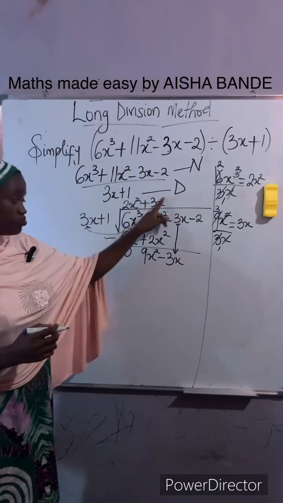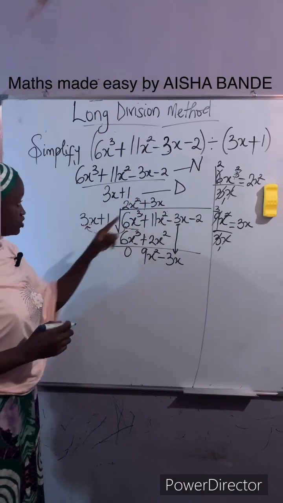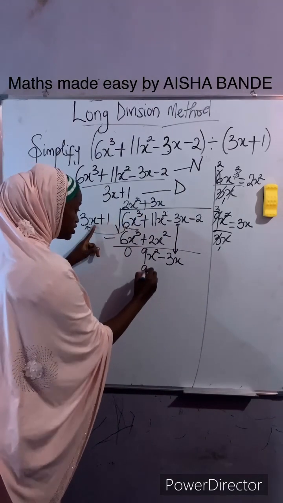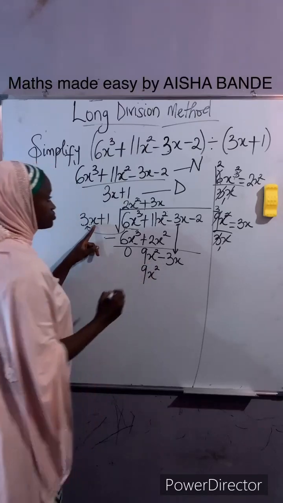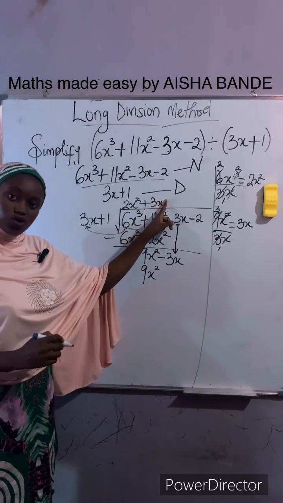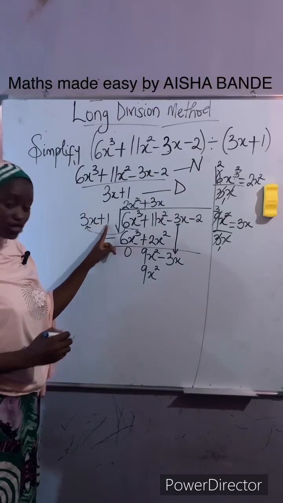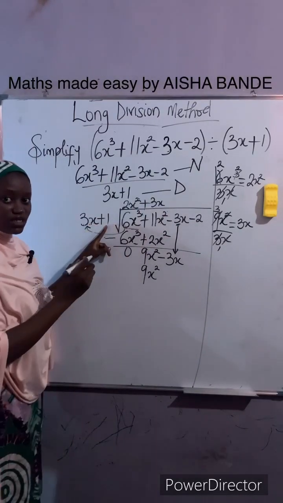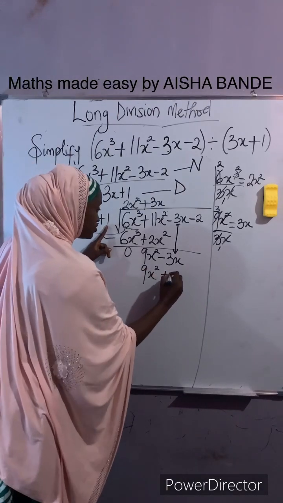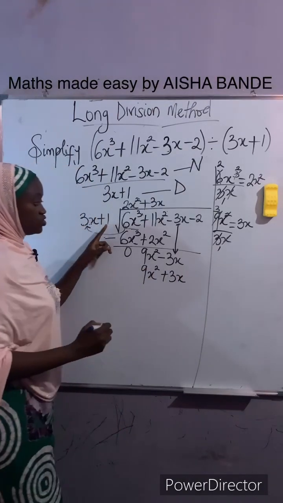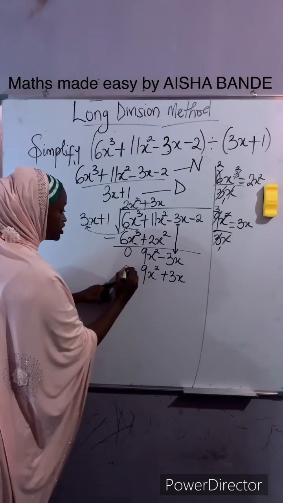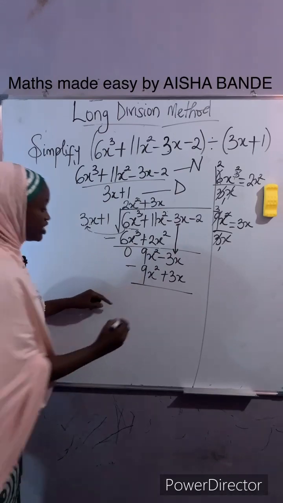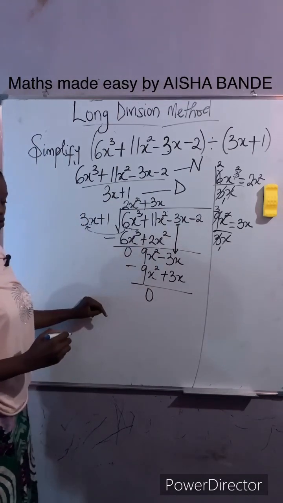So the 3x now multiplies the 3x again, that is 3x times 3x. So now we are going to have 9x squared. So now we take the 3x again and multiply by the second term outside the square root. So it's going to be 3x times 1. This will give us plus 3x. So from here, we subtract the expressions. So 9x squared minus 9x squared gives us 0.